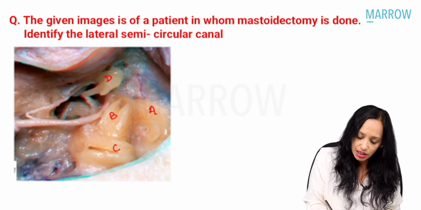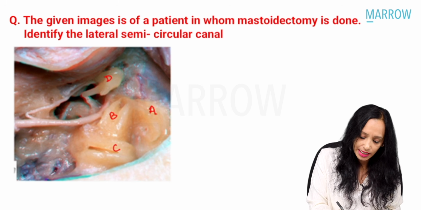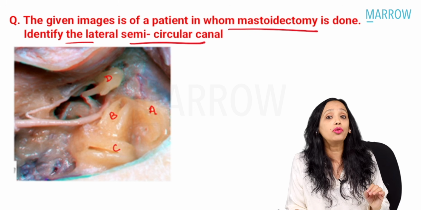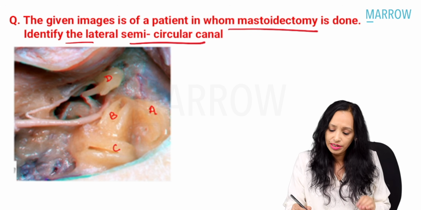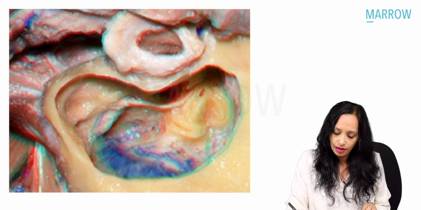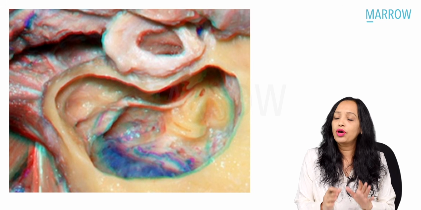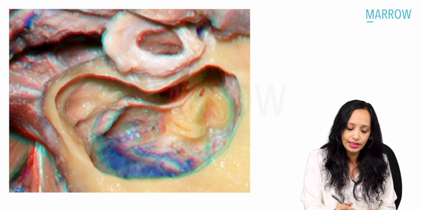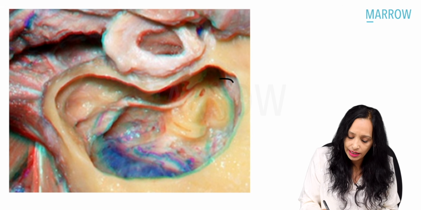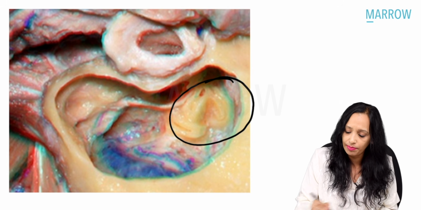The given image is of a patient in whom mastoidectomy is done. Identify the lateral semicircular canal. So how do we identify? Always remember that whenever you are seeing, yes, the mastoid, you have opened the mastoid, where do you find the semicircular canals? The semicircular canals are always present in the superior part of the mastoid.